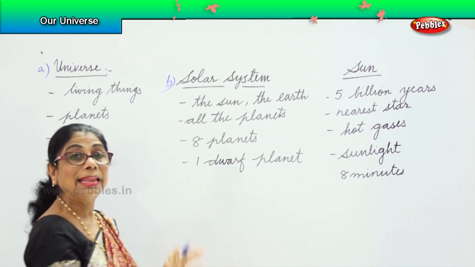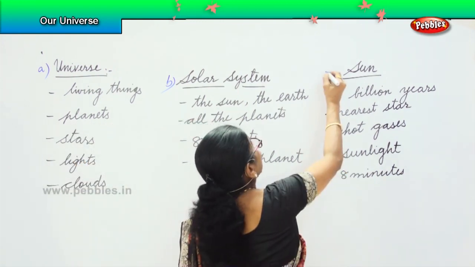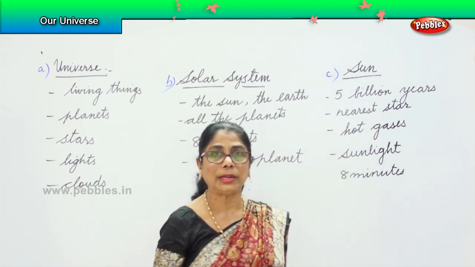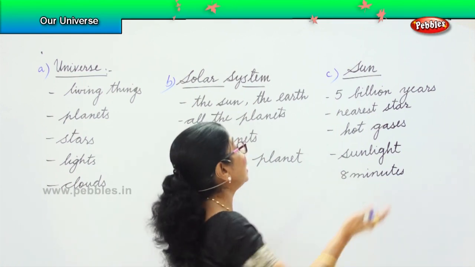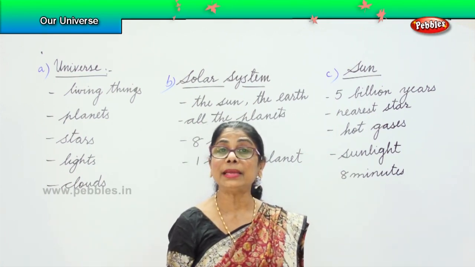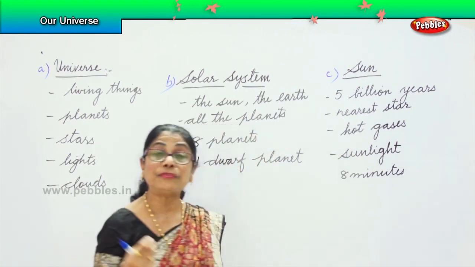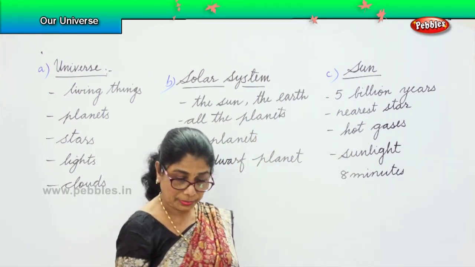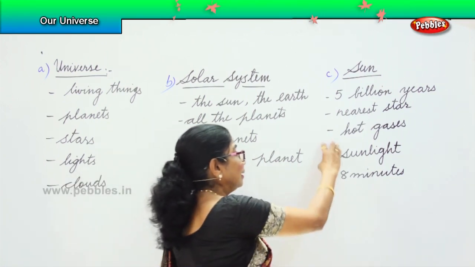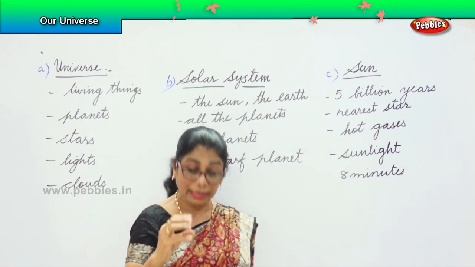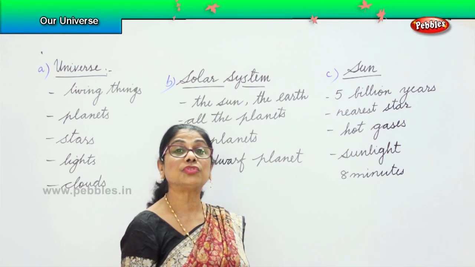We have a total of 9 planets, but one is a dwarf planet. Now, next is the sun, the most important, the nearest star to earth. The sun is 5 billion years old, and it is our nearest star. It's full of hot gases, and they say the sunlight reaches the earth in 8 minutes. It takes 8 minutes for the sunlight to touch the earth.